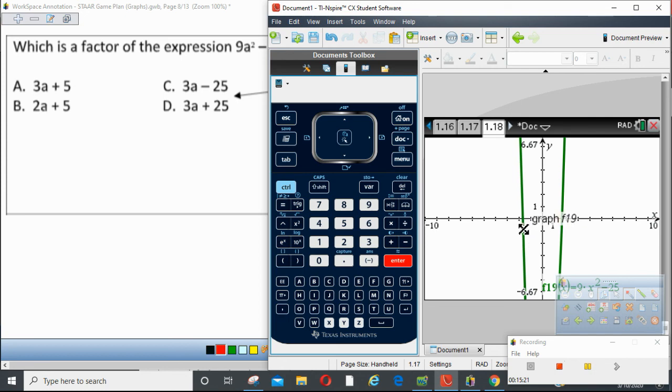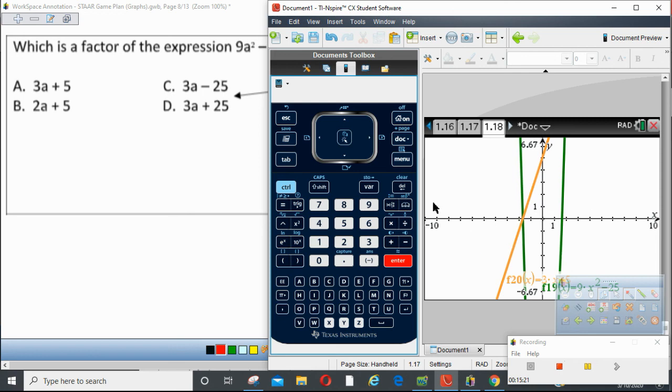Now, I don't know exactly where that's crossing, and I don't need to go find it. We could, but we don't need to. We just need to know that when I type in these answers right here, the one that becomes our solution is the one that has the same x-intercept. So let's hit tab, and let's type in 3x, I'm typing in A, plus 5. Okay, so we're typing in this one right here. We're going to hit enter. All right, look at that. They both cross the x-axis right here at the same spot. So A is the answer.